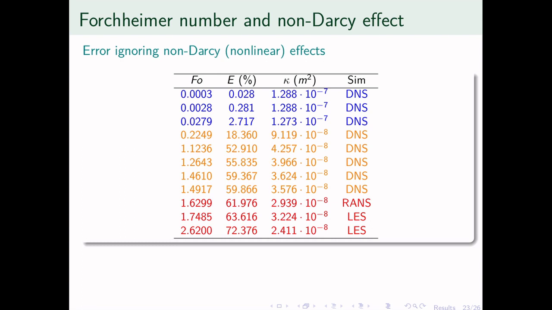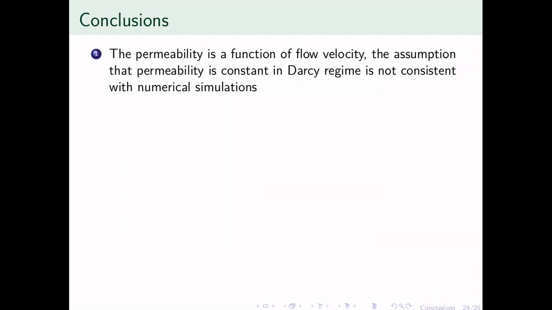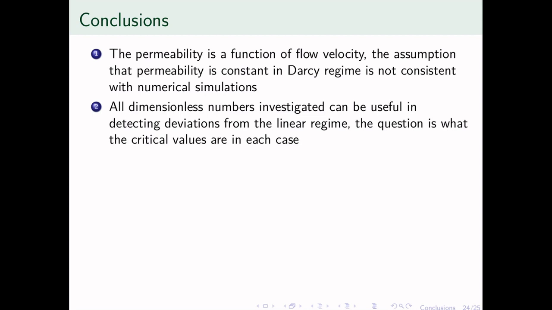simulation in this study. So the conclusions of this study were that the permeability is a function of flow velocity. The assumption that permeability is constant in the Darcy regime is not consistent with numerical simulation, and several experiments in the literature also agree with this statement. All dimensionless numbers investigated can be useful in detecting deviations from the linear regime. The question is what the critical values are in each case.